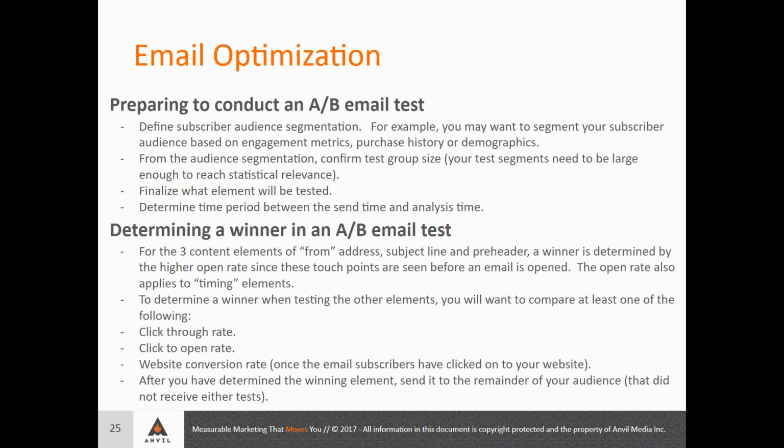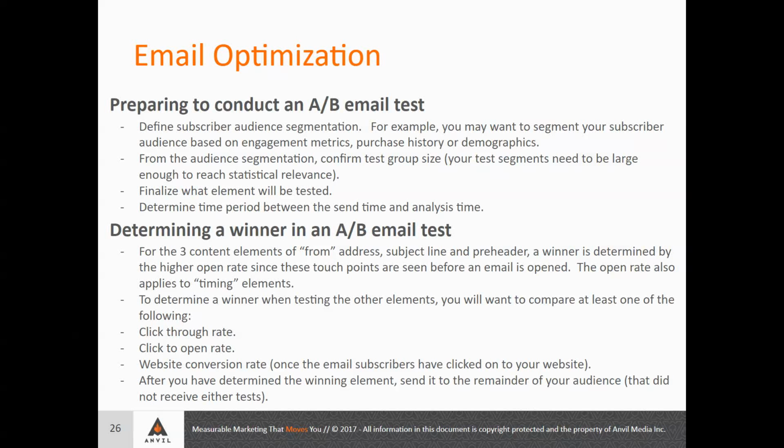So with email optimization, to start to conduct an A/B email test, you want to define your subscriber audience segmentation. For example, you may want to segment your subscriber audience based on engagement metrics, purchase history, or demographics. For the audience segmentation, confirm the test group size. Your test segment needs to be large enough to reach statistical relevance. And finalize what elements will be tested. And then determine the time period between the send time and the analysis time so you can get those results.